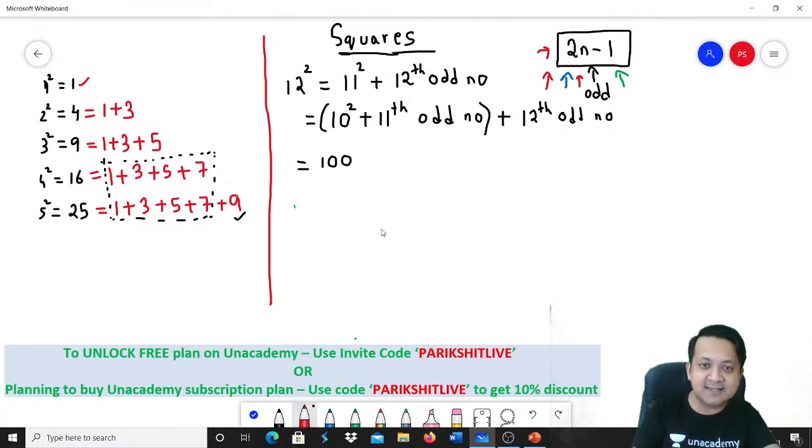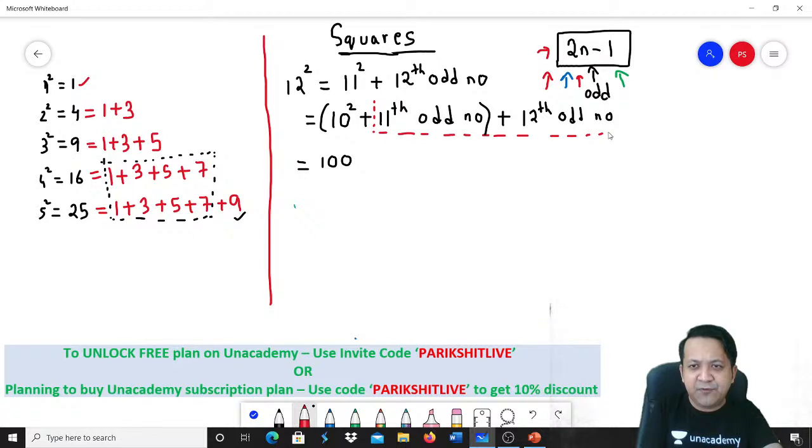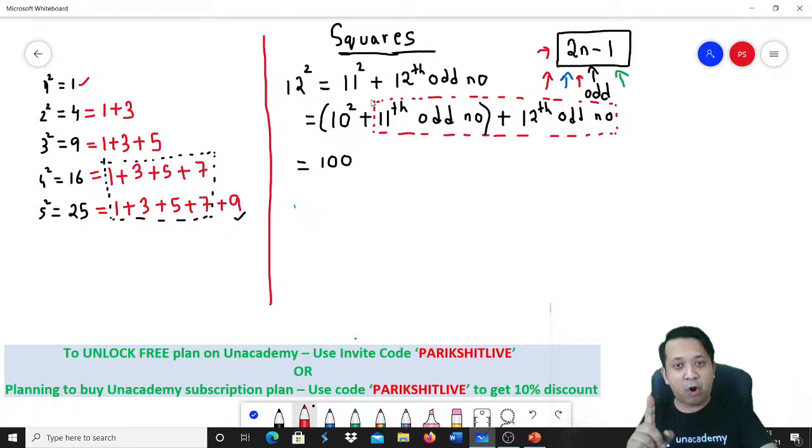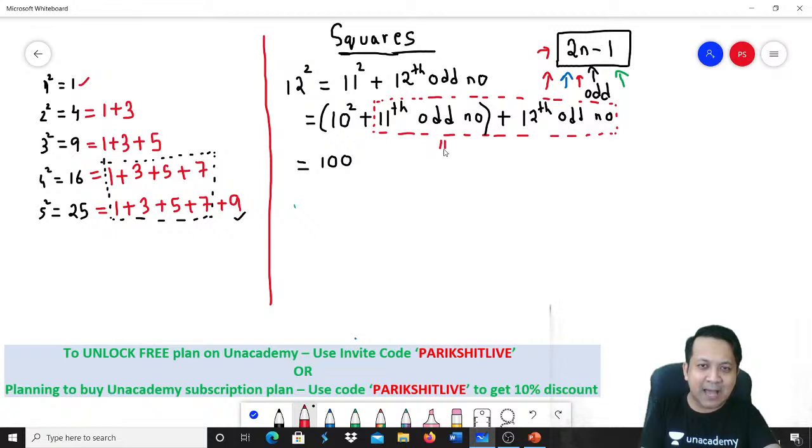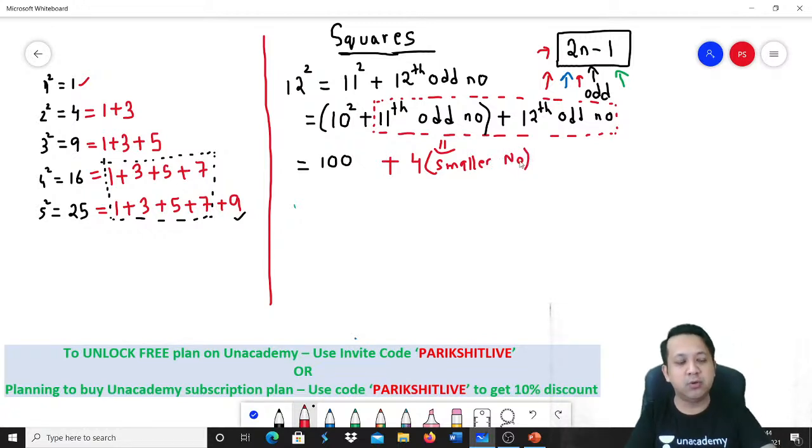But here lies the shortcut. You know what? If you add up two consecutive odd numbers, the sum of two consecutive odd numbers will always be 4 times the smaller number. This is another shortcut that you should know.